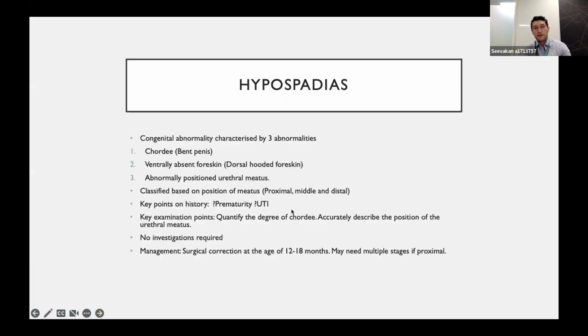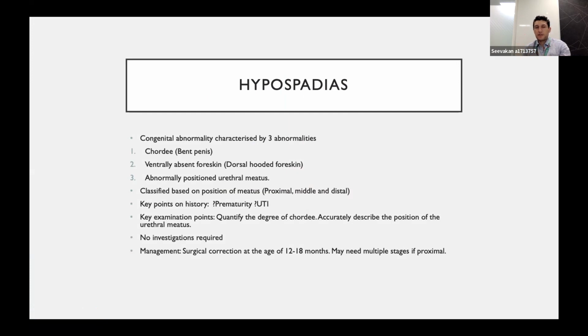And literally the final thing to talk about today is hypospadias. Not really too much to say about it. The only thing is that it's made up of 3 distinct abnormal anatomic characteristics: a bent penis, so chordee, an absent ventral foreskin, or some people call that a dorsal hooded foreskin, and an abnormally positioned urethral meatus. And the severity is classified based on where that meatus is.